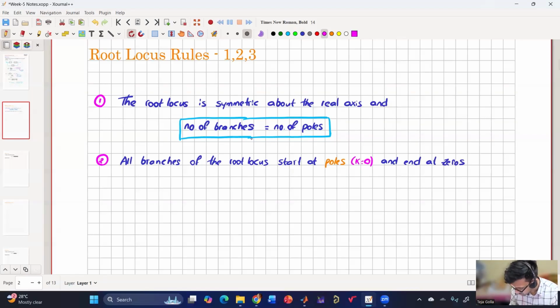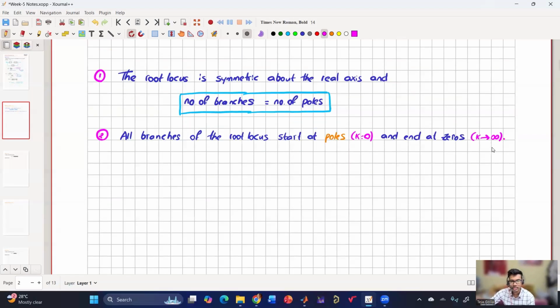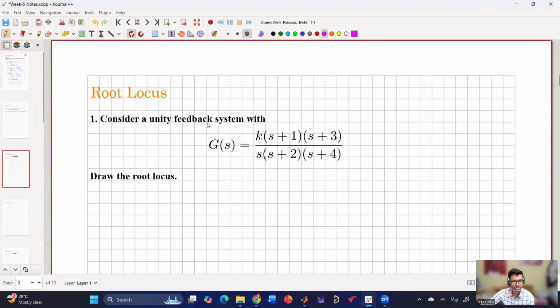And at zeros, this means K is tending to infinite. And what happens if the number of zeros is lesser than the poles? In this case, there are two zeros and three poles. So we are supposed to start from the poles and end at zeros. So we'll start at three poles. How are we going to end at two zeros, when we are starting from three poles?